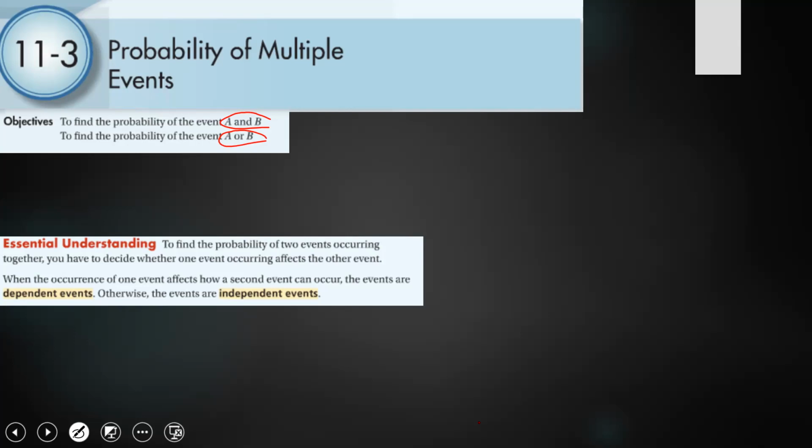So, when the occurrence of one event, the first event, affects the second one, I name it dependent events. But if the first event didn't affect the second one, I name it independent events. Let's have now these examples here.